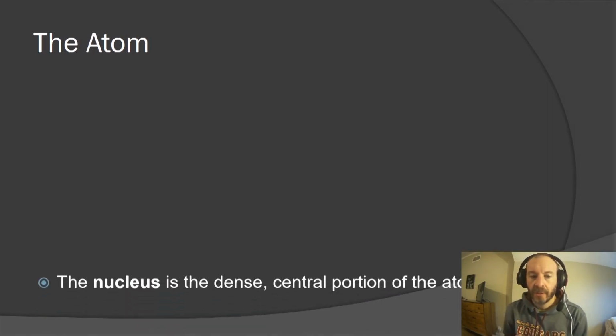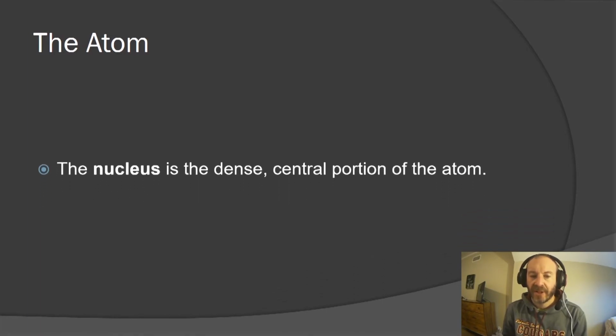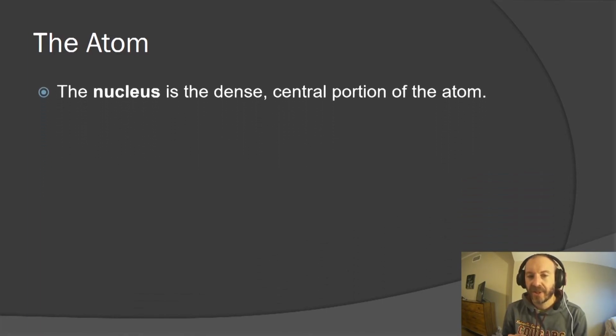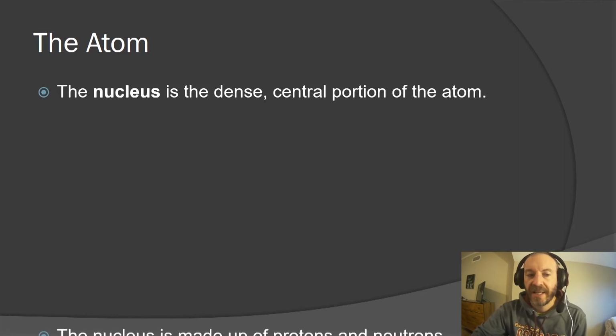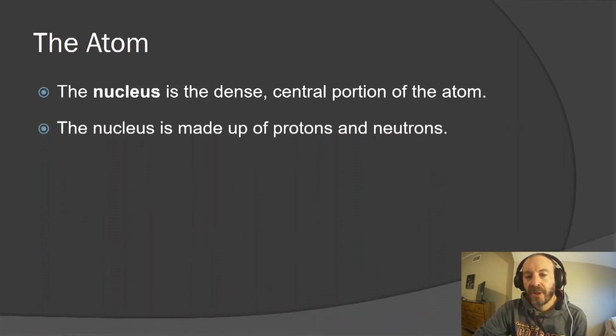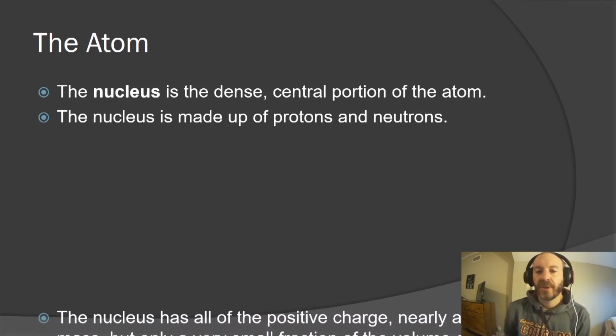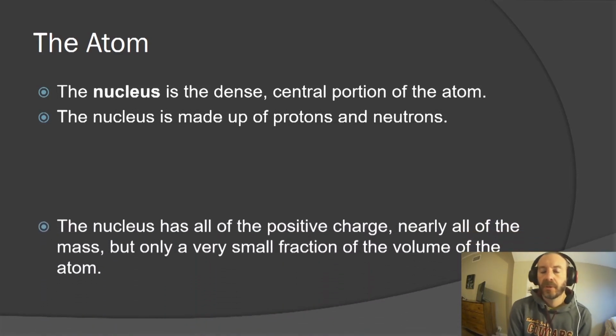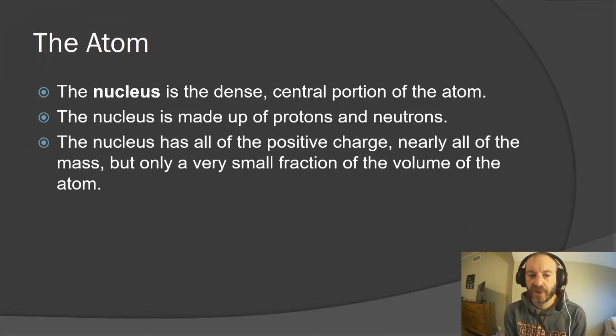And so now we know that the atom has a dense central portion called the nucleus. Inside that nucleus, you've got protons and neutrons. And these things you should write down. Protons have the positive charge. So in the nucleus, that's where all the positive charge of the atom is, and almost all the mass. Protons and neutrons are much, much heavier than electrons. But they're very small, very tightly packed in there, so the nucleus only accounts for a very small fraction of the atom.